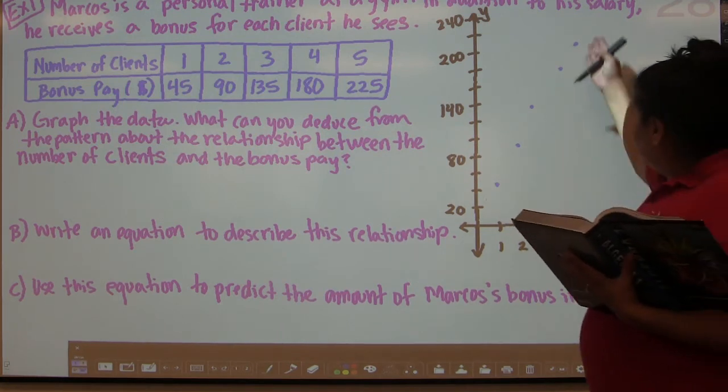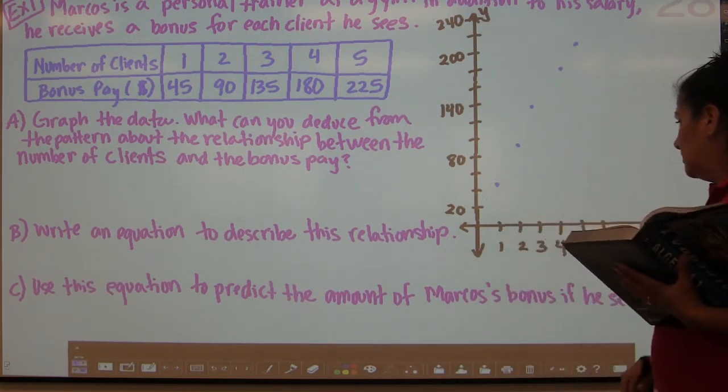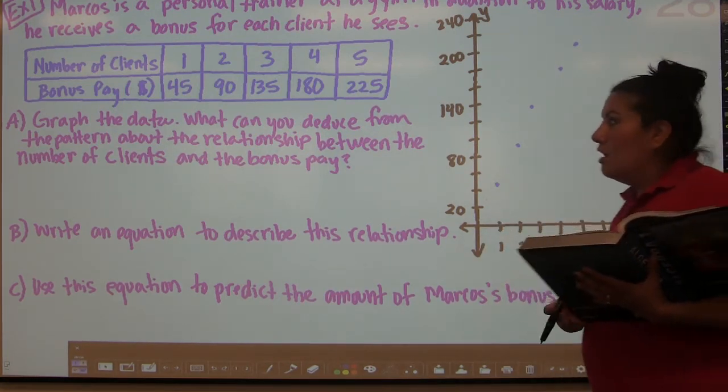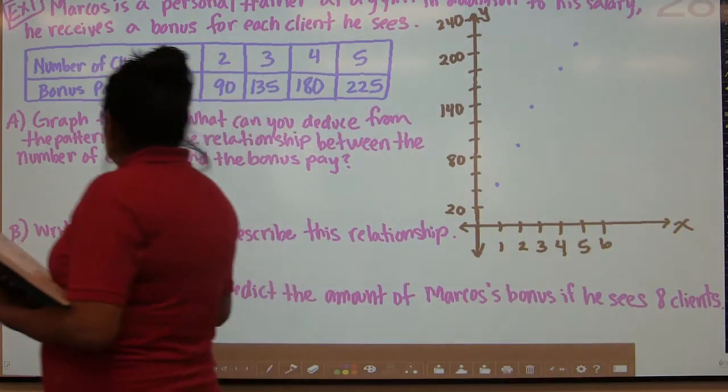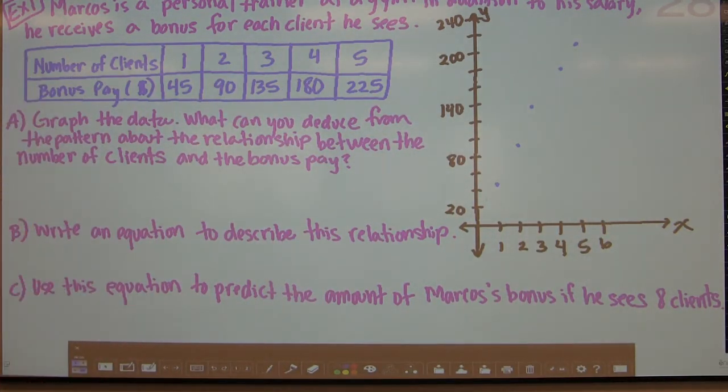It looks very linear. It might be a little off because my graph is not perfect here, but it does ask us a question. It says graph the data, which we just did. What can you deduce from the pattern about the relationship between the number of clients and the bonus pay? I can tell you right now, just by looking at the graph, that it basically looks like a linear relationship. But also, I think that the graph will pass through (0, 0) because that would make sense.